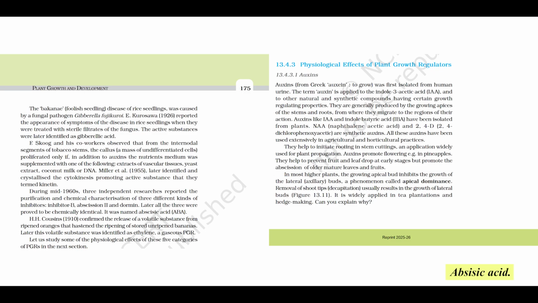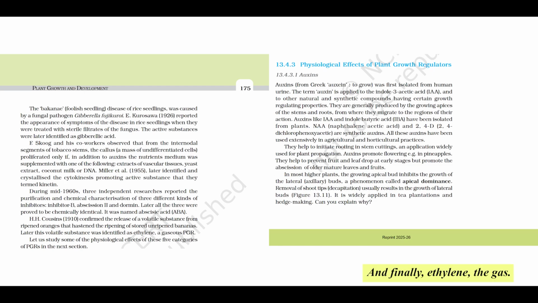Interesting. What about ABA, abscisic acid? ABA's discovery was a convergence. In the mid-1960s, 3 independent research groups reported purifying 3 different inhibitors: inhibitor B, abscission 2, and dormin. 3 different inhibitors found at the same time. Yes, investigating different things like dormancy and shedding, but later it turned out all 3 were chemically identical. Wow. They all found the same molecule. Exactly, so it was unified under the name abscisic acid, ABA, science converging.